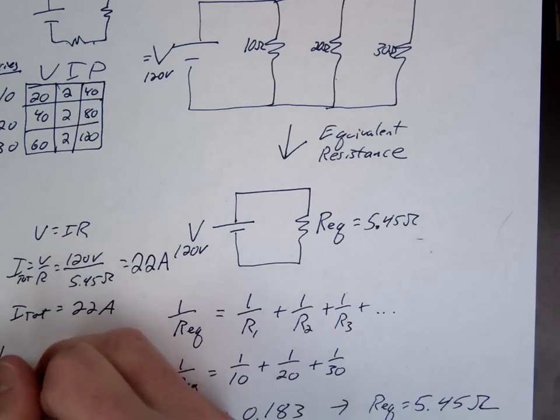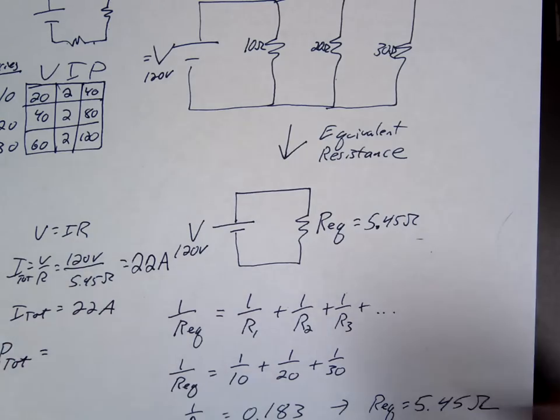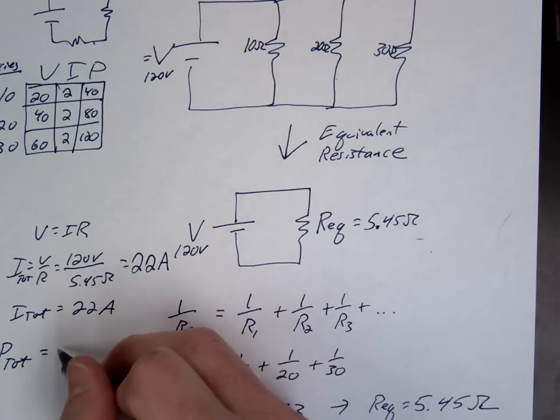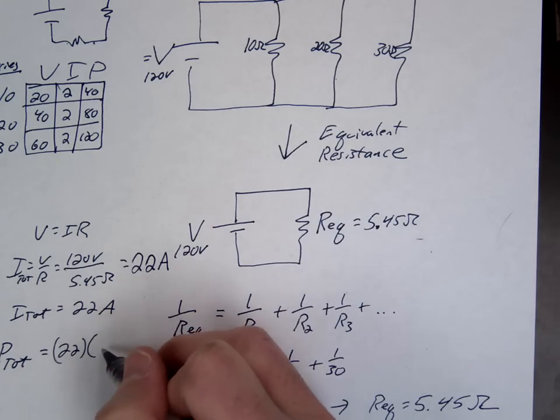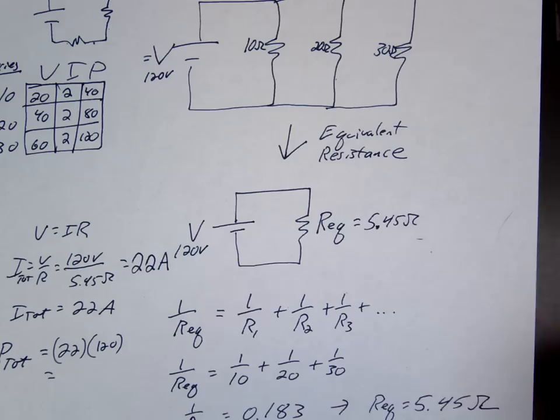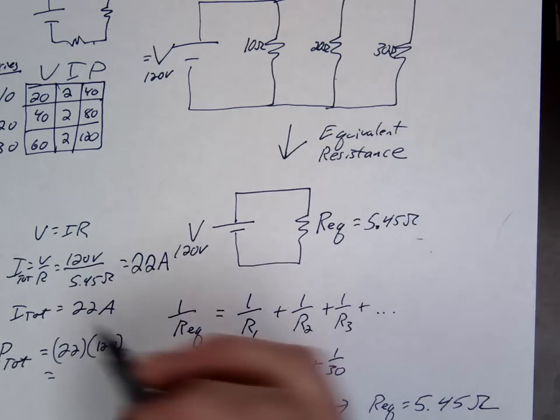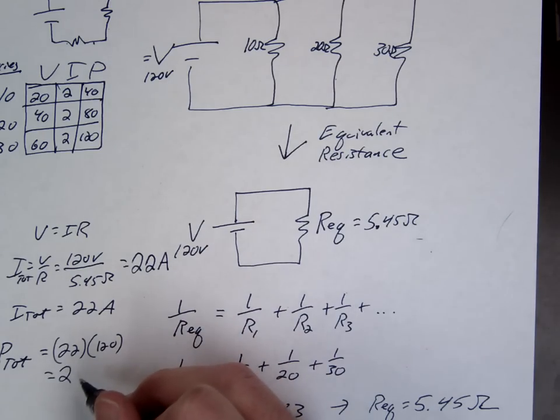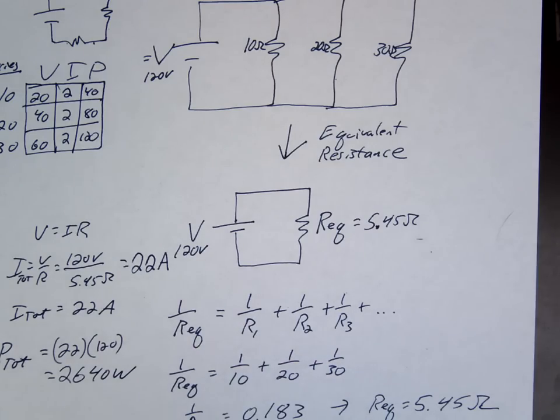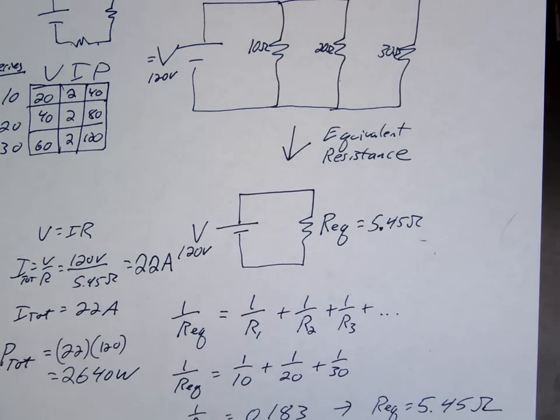Let's find P total. How would we find P total? I times V, yeah, so we'll just go 22 times 120. Gives us a big number. 2,640. So that would be our total power, right? Our total power for the circuit, all three bulbs.